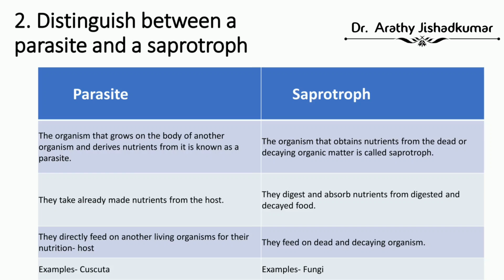Saprotrophs are organisms which grow on dead or decaying matter. They usually digest and absorb nutrients from the decaying food, and they feed on dead or decaying organisms. Example, fungi.